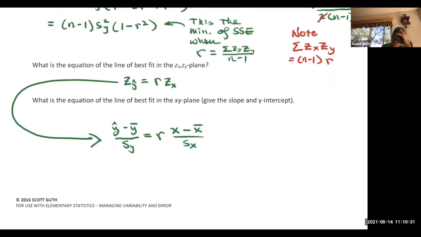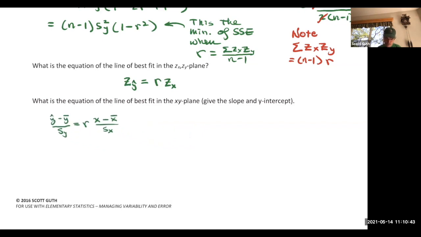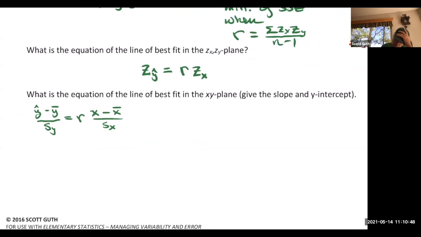Okay. Now, it says to give the slope and the y-intercept. So I actually need to allow myself some more space than what I just gave. So I'm going to move this over, because I did forget I have to do the slope in the xy plane. Okay, so I think what I'm going to do is multiply both sides by sy. So if you multiply by sy, you're going to get y hat.